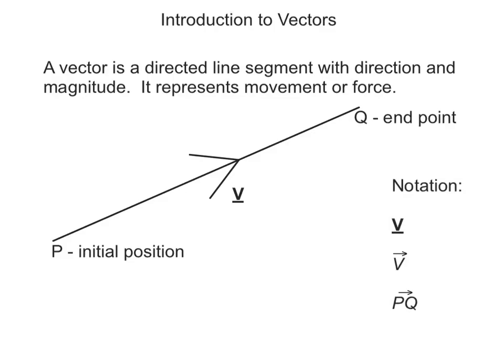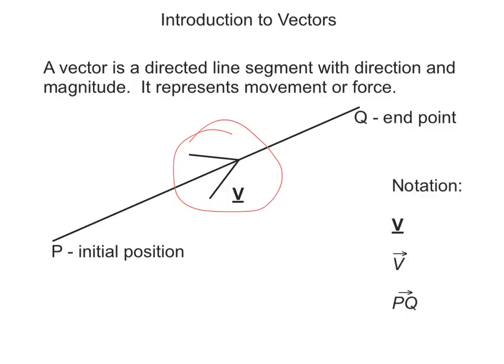Okay, so in maths, and for the purpose of what we're doing, a vector is a directed line segment with direction and magnitude. It represents movement or force. So what we have here in this picture is a vector, and it goes from P, the initial position, to Q, the end point. And we have in here, which is probably the most important part, your arrow, okay? And this is what makes this a directed line segment, because this is telling you you're going from P to Q. And we've also denoted that this vector is the vector V.